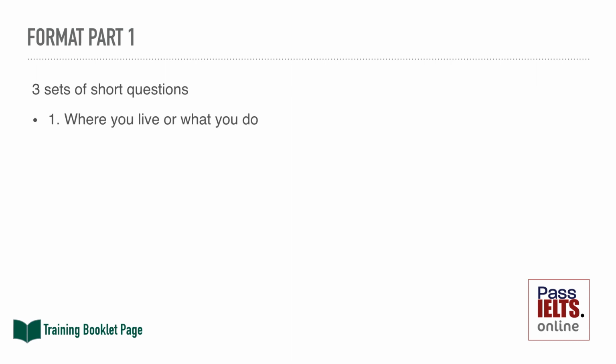Now we'll look at each one of the individual parts and the format of the 3 parts of the test. First of all, in the first part, there are 3 sets of short questions. You just have to answer the questions normally. So the first one is always, where do you live or what do you do? Don't worry too much about this one, it's really just like a warm-up. The second and third sets of questions are on other topics.